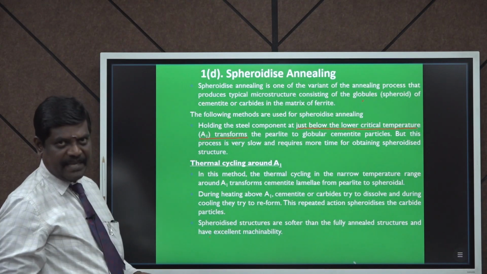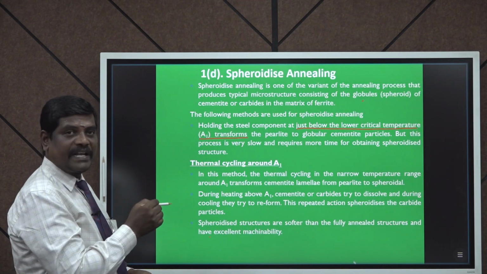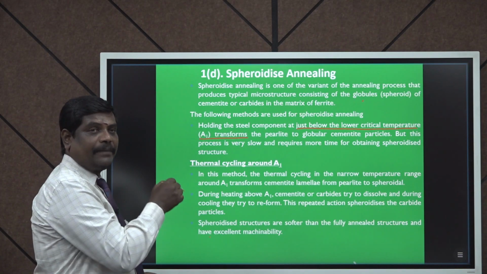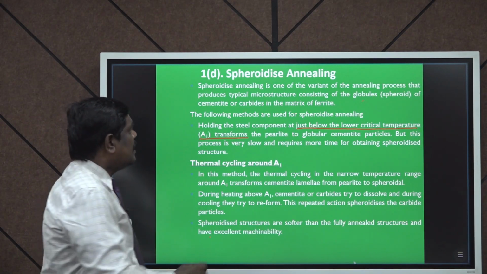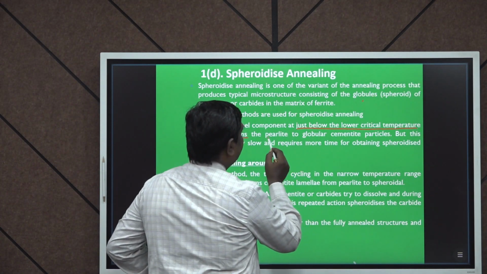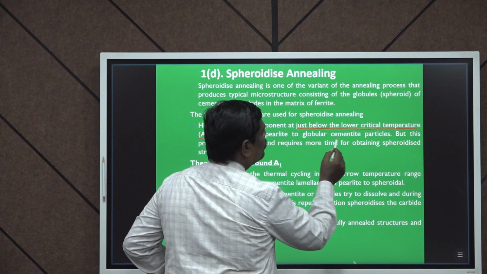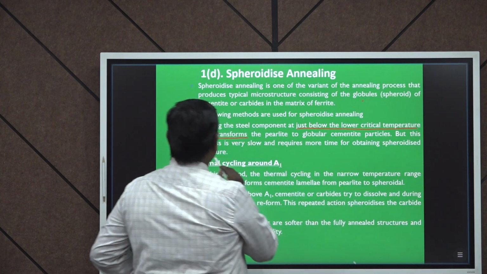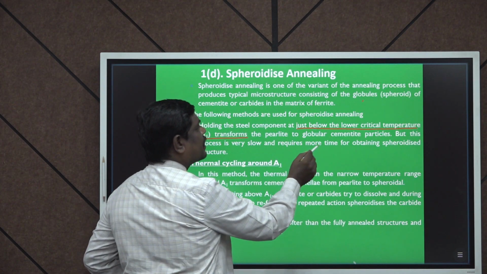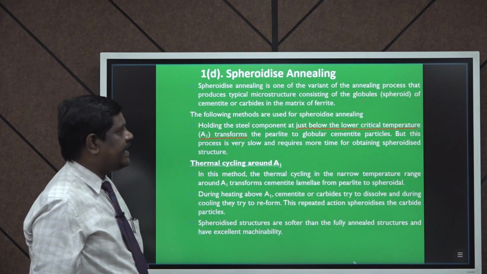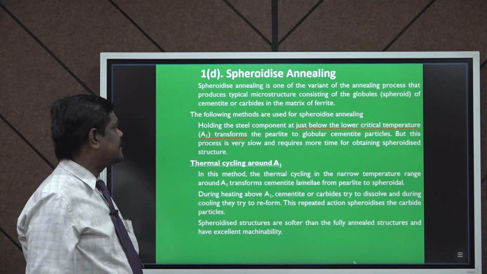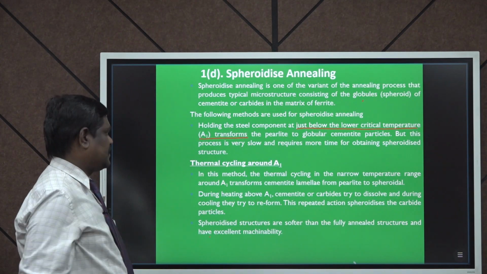In all the 4 types, you have to look at the temperature where I have to keep it and where I have to go. So, when I keep the temperature heated, the pearlite converts to globular cementite particles, but this process is very slow and requires more time for obtaining the uniform homogenized spheroidized structure.